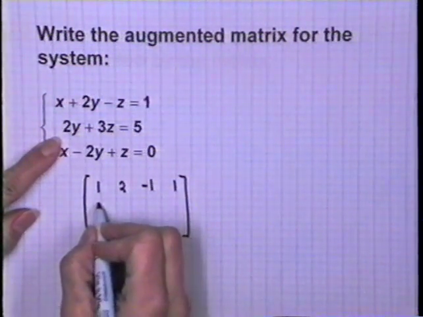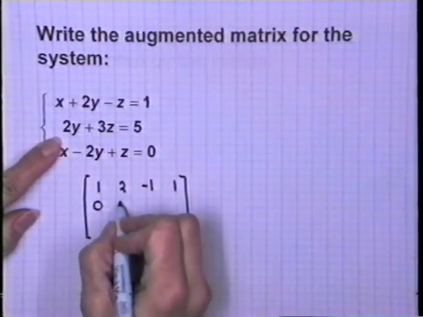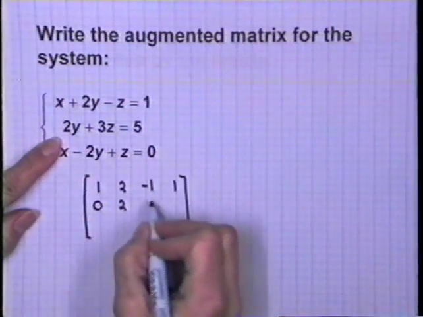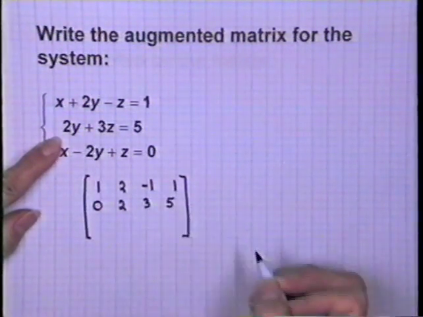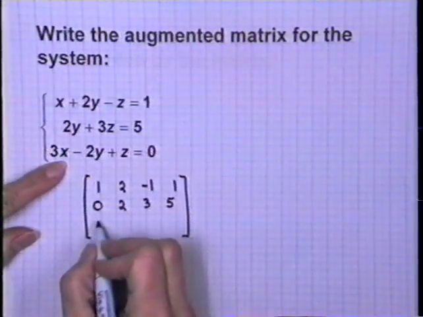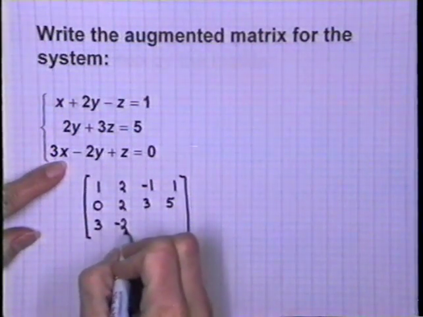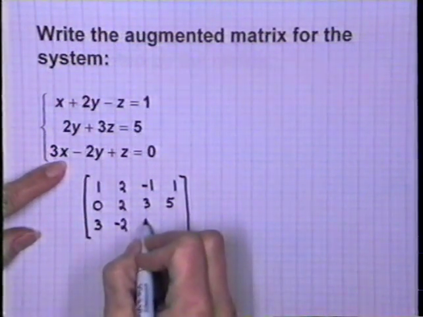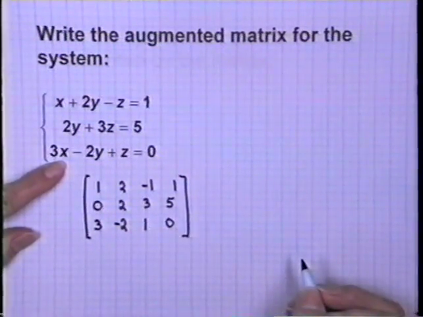Notice this first column is for x. Since I do not have an x, I'll put a 0. I have a +2 in front of y, a 3 in front of z, and a 5 for my constant. And then finally, in the third row, my third equation, I have a 3 in front of x, -2 in front of y, 1 in front of z, and my constant is 0.